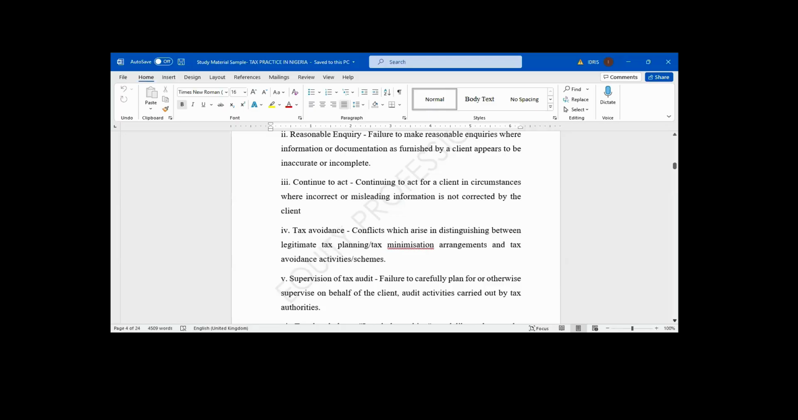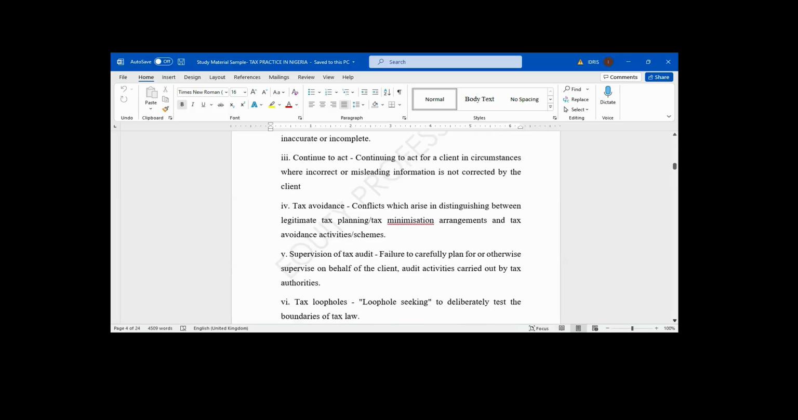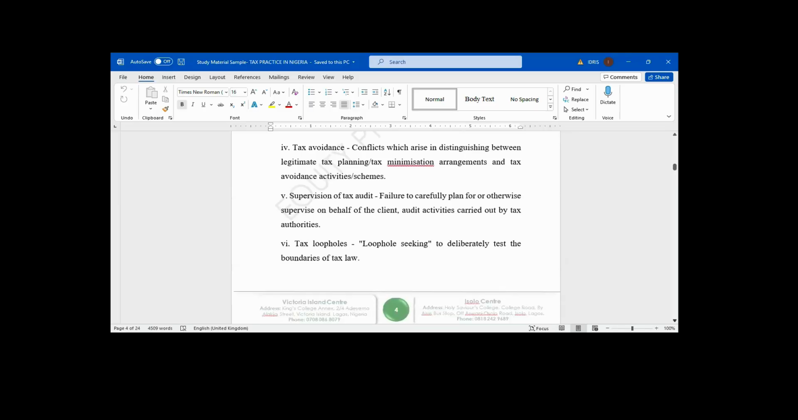You can be prosecuted because you are the one advising your client to engage in something that is illegal, something that is criminal. So advising a client to engage in tax evasion, or continuing to act for a client while giving misleading information, is one of the ethical issues affecting tax work, affecting tax practice.